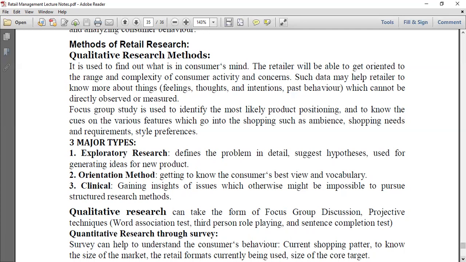So remember, qualitative research is done to understand the customer's mind. What do we mean by finding out what is in the customer's mind? We mean knowing more about customer feelings, customer thoughts, customer intentions, and customer past behavior.